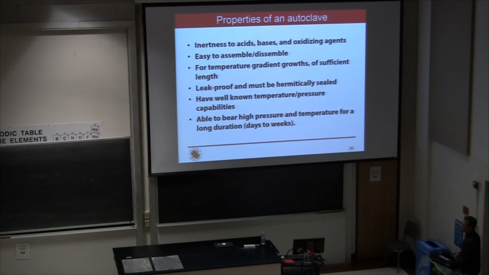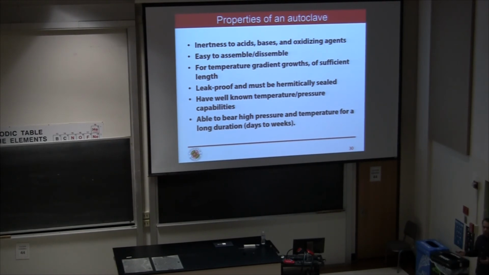So the properties of an autoclave that are typically a necessity: you need to have inertness to acids and bases. A lot of the solvents that you're going to be using is water, and if you're thinking about what different chemicals you're going to have in solution, you're going to need to use acidic or basic chemistry. It needs to be easy to assemble, so you don't want to be spending a whole day just trying to get the autoclave together. For temperature gradient growths, it needs to be of sufficient length to fit in your 2-zone or 3-zone furnace, or long enough so that your gradient actually is meaningful, so that you don't have just a null gradient if you need the gradient for growth.